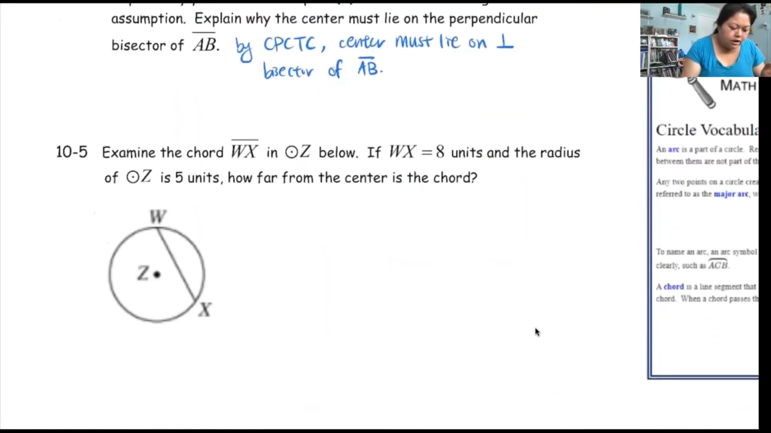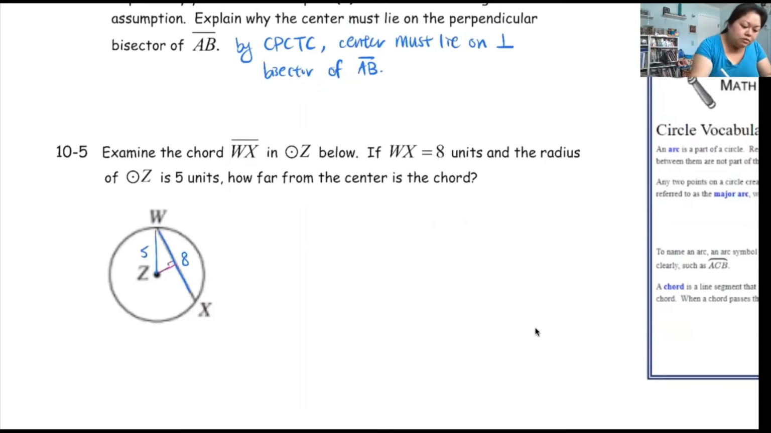Okay. All right. Last one, examine the chord WX in circle Z below. If WX equals 8, so this line here equals 8, and the radius of Z is 5, how far from the center is the chord? So how far from the center? So radius right here, you can connect any letter, doesn't have to be ZW, but any letter from the center to the outside, right? It's 5 units. How far is the center? When you're talking about distance, you're looking at this line right here with a perpendicular, right?